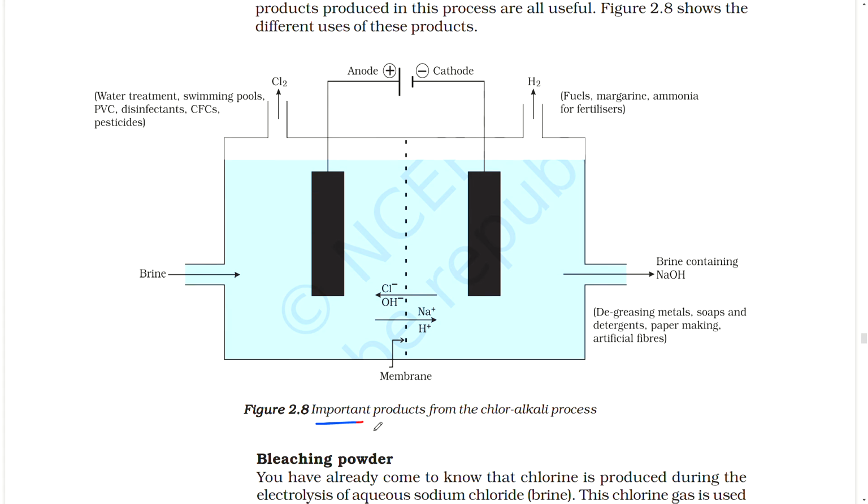Figure: important products from the chlor-alkali process. Water treatment, swimming pools, PVC, disinfectants, CFCs, pesticides. Brine, Cl2, anode, cathode, H2, fuels, margarine, ammonia for fertilizers, brine containing NaOH, degreasing metals, soaps and detergents, paper making, artificial fibers, Cl-, OH-, Na+, H+, membrane.